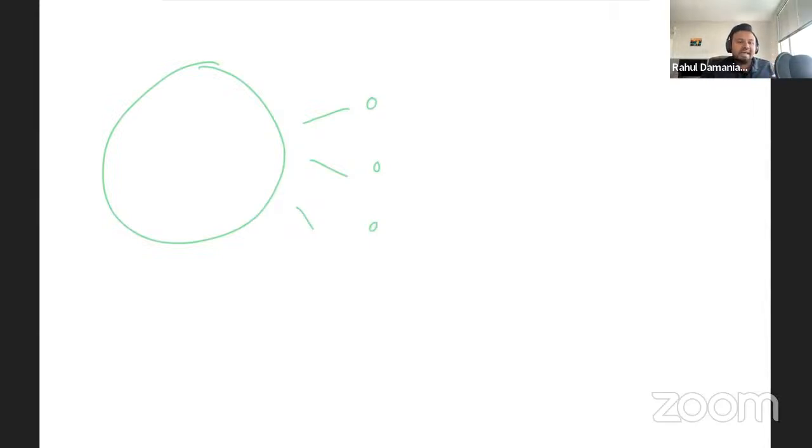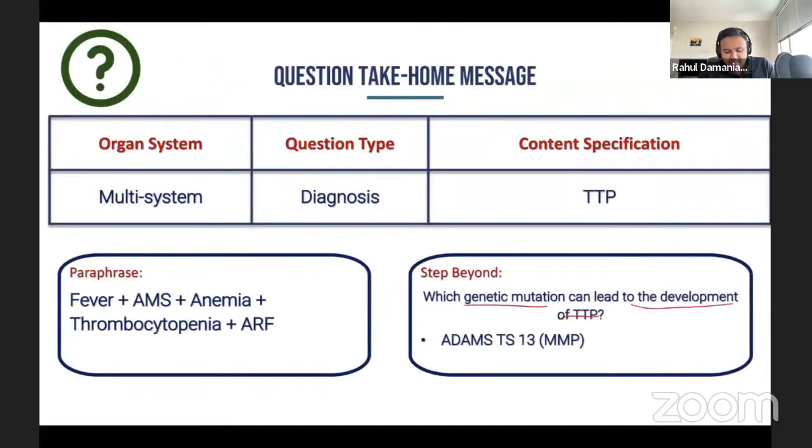If you have no ADAMTS13, this big von Willebrand multimer is going to deposit in between endothelial cells. And with the inflammation, you are going to have increased microthrombi and thus a platelet-consuming disease and a microangiopathic hemolytic anemia.